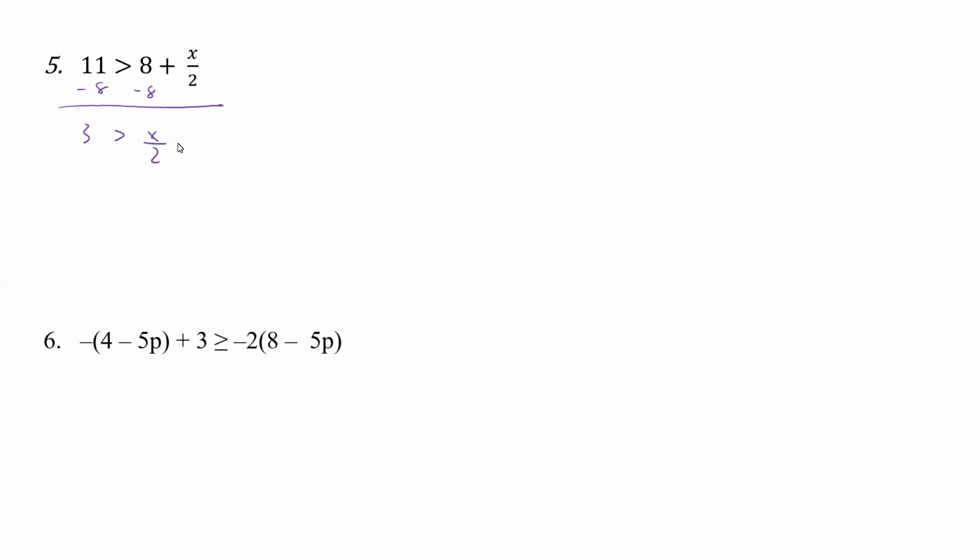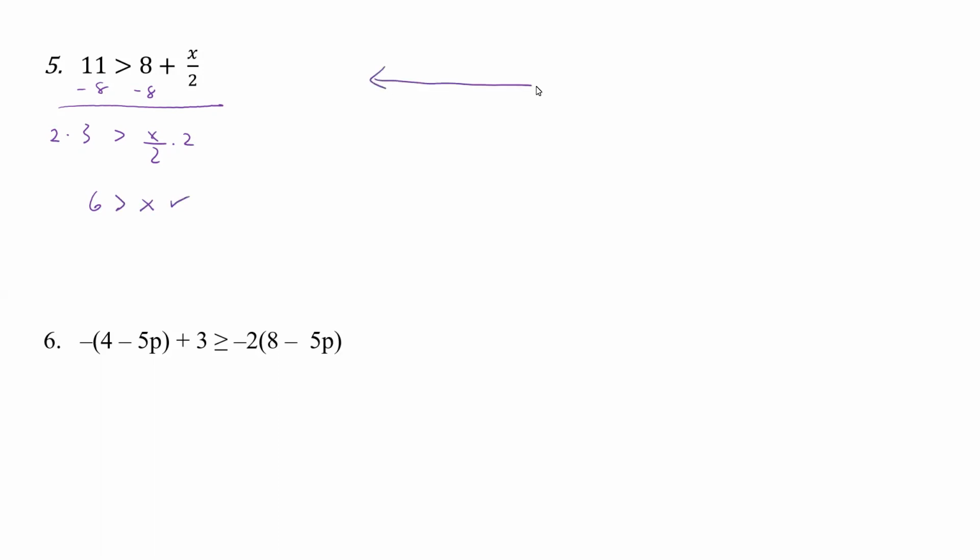Now, like we saw in part 1, what we had to do is multiply by the denominator to get rid of it, because 2 divided by 2 is 1, and that leaves us x. But if we multiply on one side, we have to multiply on the other. So 2 times 3 is 6 is greater than x. So now we've solved it.